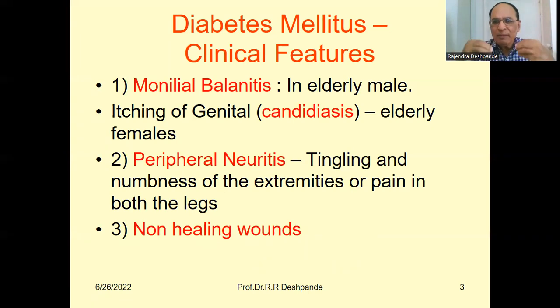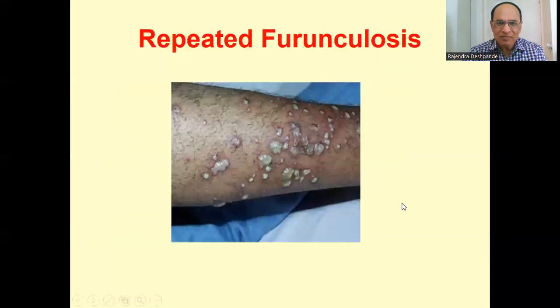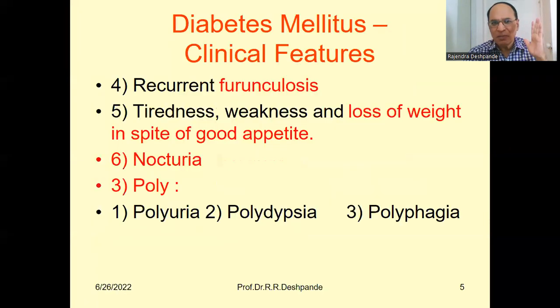A lot of antibiotics and ointments you are applying, internally the patient is taking antibiotics, but the wound is not healing. The cause will definitely be diabetes mellitus. Okay, let us see further. Repeated furunculosis, hair root infection, repeated recurrence, then suspect diabetes mellitus.